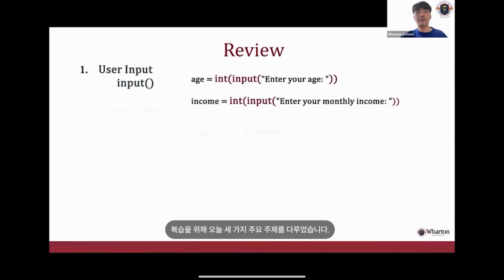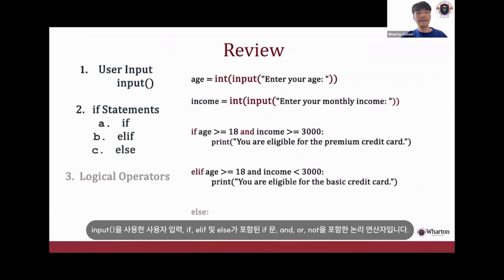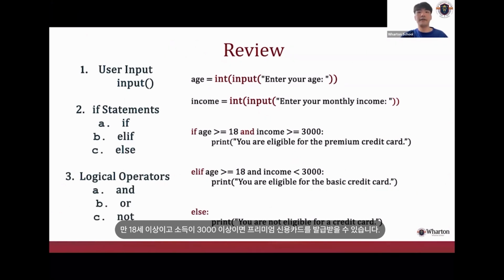To review, we have covered 3 main topics today: user input using input, if statements with if, elif, and else, and logical operators including and, or, and not. Here's a quick example to summarize everything. We asked the user for their age and income. If they are 18 or older and their income is 3,000 or more, they're eligible for a premium credit card. If they are 18 or older, but their income is less than 3,000, they're eligible for a basic credit card. Otherwise, they're not eligible for a credit card.